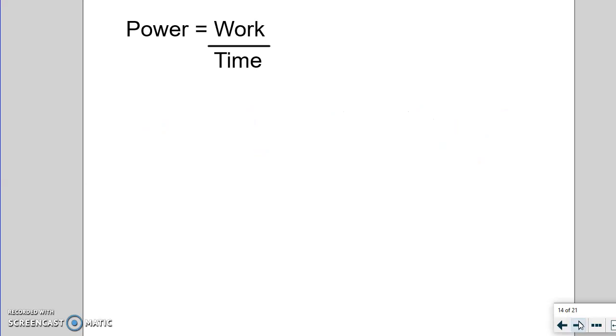Also, we have power. A way to think about power is that power is to energy as velocity is to distance. So just like velocity tells you the distance that you can traverse in a certain amount of time, power tells you the work that you can do in a certain amount of time. So if you're very powerful, not only can you do a lot of work, but you can do it quickly.